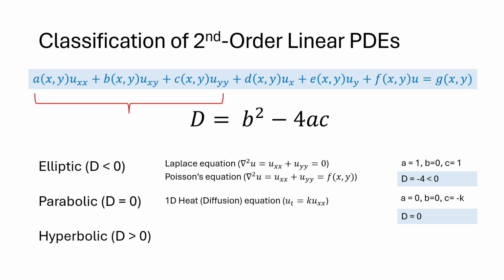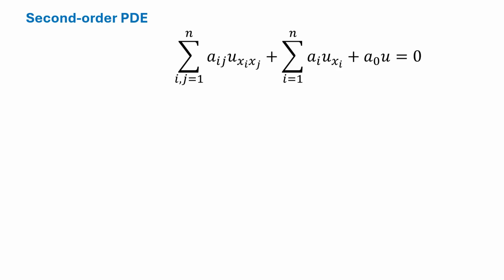An example of a hyperbolic PDE is the one-dimensional wave equation. Here A is equal to 1, B is equal to 0, and C is equal to the negative of the squared wave speed. This yields a discriminant value which is equal to 4 times the squared wave speed, which means the discriminant is greater than 0.